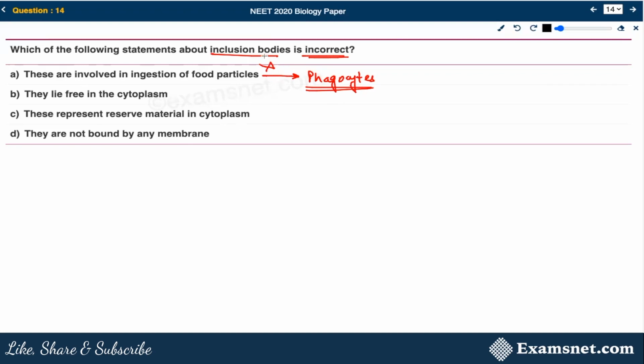All right. So these inclusion bodies, they lie free in the cytoplasm. This is correct. They represent reserve material in cytoplasm. Again, they are going to store food. Yes. Then they are not bounded by any membrane. Yes. Again, this is also correct. So the incorrect statement with respect to this will be the option A, because ingestion of food particle is being performed by the phagocytes. All right. So this will be the correct thing. So you have to be very precise in answering all those things. Clear?